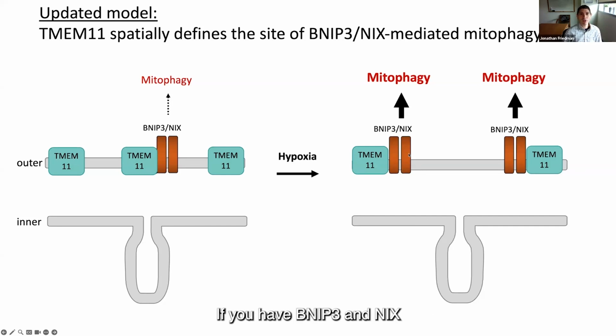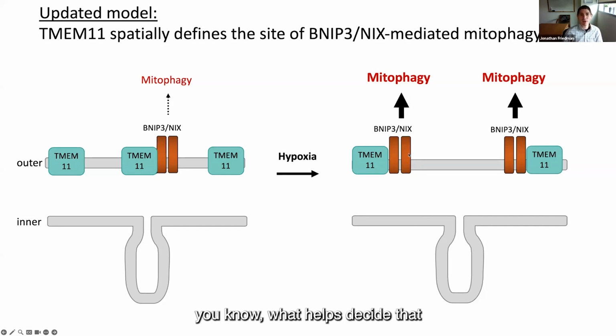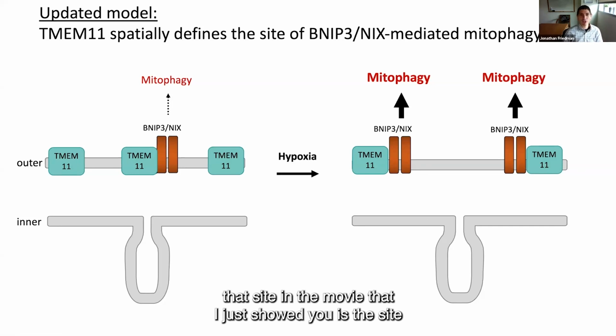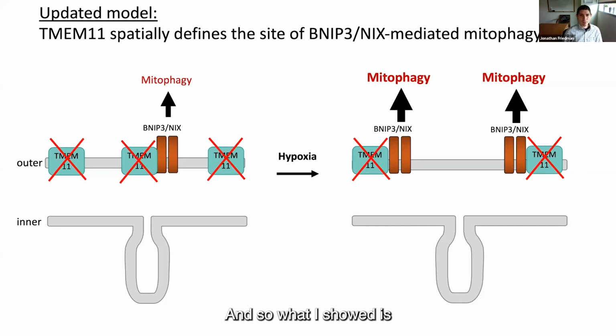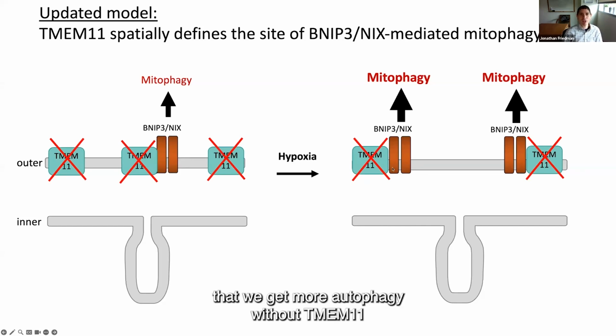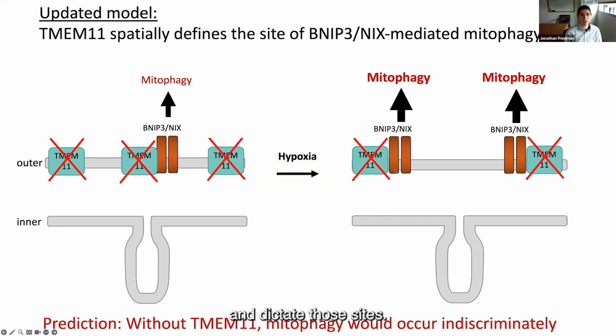If you have BNIP3 and NIX and they're distributed through the mitochondrial network, what helps decide that that site in the movie that I just showed you is the site where mitophagy is occurring? And so what I showed is that we get more mitophagy without Team M11, and we wondered if maybe what Team M11 is doing is helping limit and dictate those sites. So the prediction from that model is that you'd get some sort of indiscriminate mitophagy and much more mitophagy spatially without Team M11.